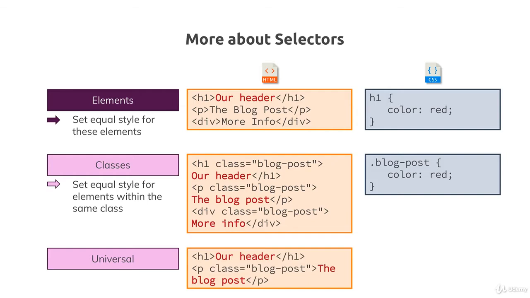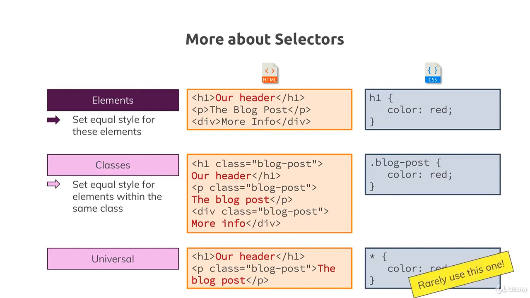So the only rule we could then add to turn everything red would be this one. With the star selector, you style every element on your page. And to be honest, you rarely use this one. The reason is you rarely want to have the same style on every single element on your page. There is one specific use case, we'll also have a look at later though, where this makes sense.